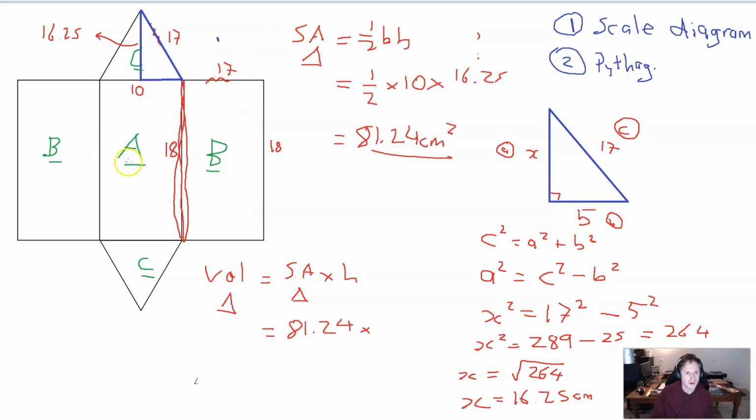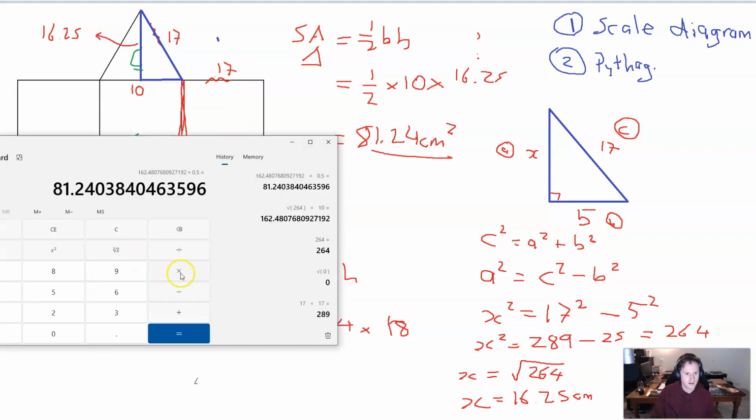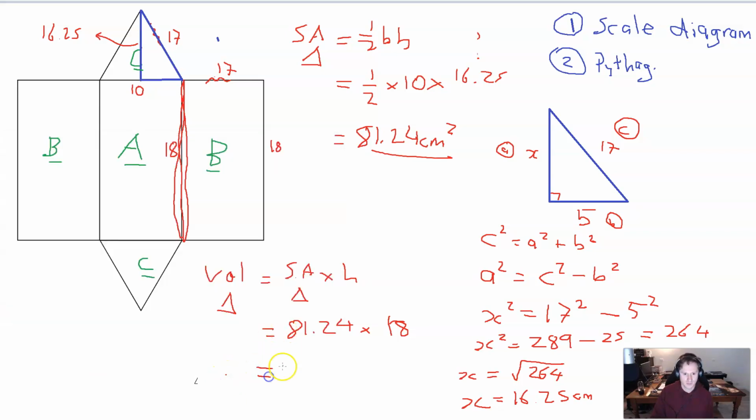That triangular prism. So that's 18. So we have that times by 18. That's our volume, 1462.33. 1462.33 centimeters cubed.